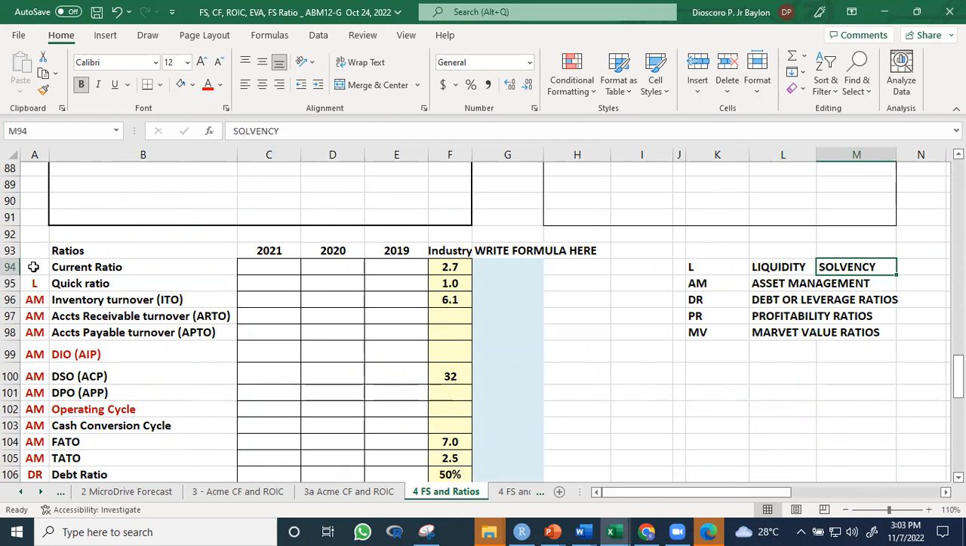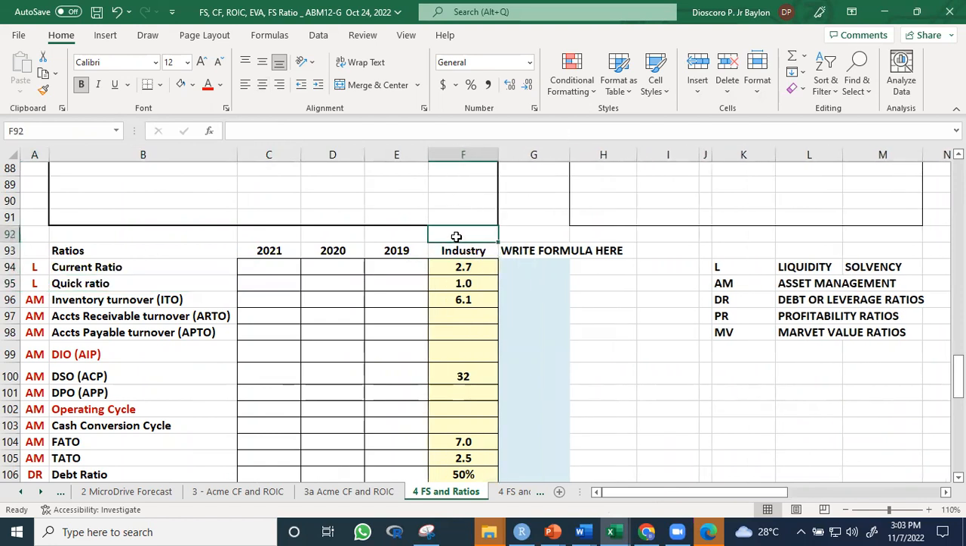Okay, so first, how liquid is the firm? You have here, kindly change this, make this direct competitors. Let's assume that this is a direct competitor instead of the industry average.